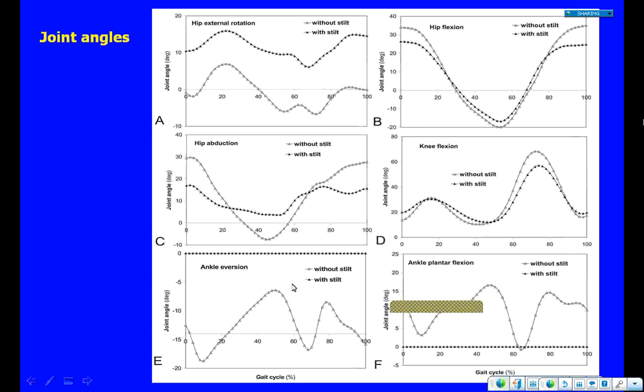Then the ankle joint, you can see, with stilts, because the foot is constrained, there's theoretically no motion. Without stilts, there's motion, both elevation and flexion.